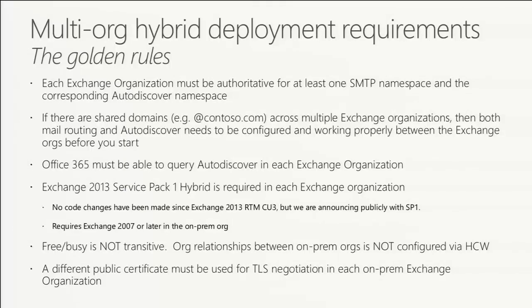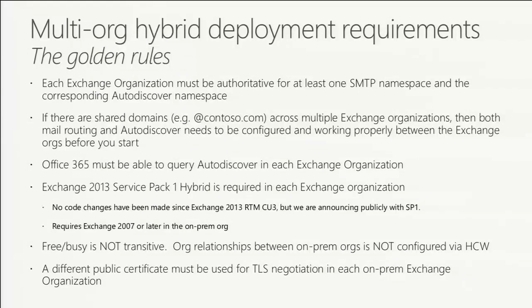I highlighted it, called it out, but just to reinforce it, it's not transitive. Anytime we want to query FreeBusy, we have to have a direct relationship with that organization, whether it's our Office 365 tenant or one of the on-prem Exchange orgs that we have inside of our environment. The final one, and a little caveat, is that the public certificate that we use to publish our CAS infrastructure to the internet for Autodiscover and for Exchange Web Services must have a unique certificate per Exchange organization.